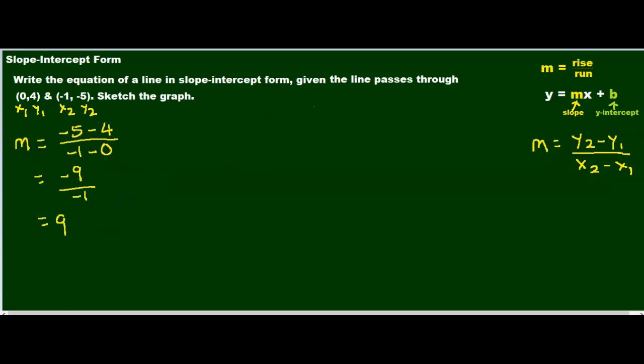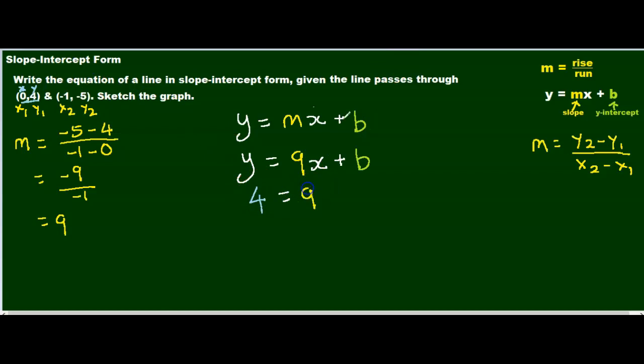So remember, we have our form of y equals mx plus b. But we also found that our m is 9, so y equals 9x plus b. We still don't have our b, our y-intercept. So I'm going to use one of these points. We can use my 0, 4 or -1, -5. I'm going to use 0, 4 because the numbers are easier to work with. We have x is 0 and y is 4. So my y is 4 equals 9 times my x, which is 0, plus b. So I'm left with 4 equals b.